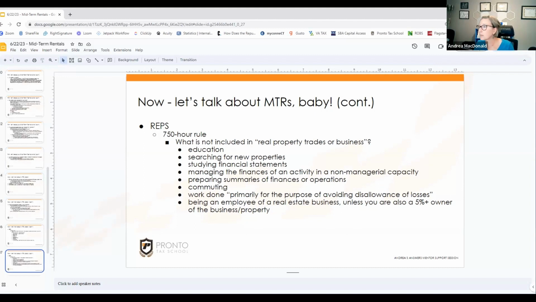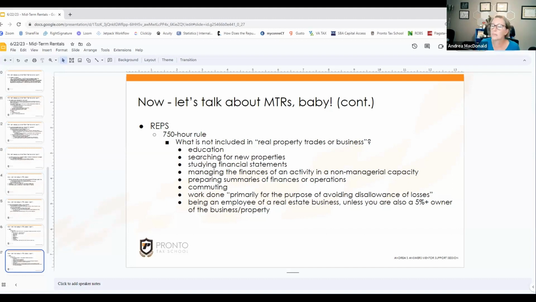The time you spend searching for properties does not count. Studying your financial statements, although super important, and I highly recommend you spend a lot of time on it, is not going to count towards your rep status. Managing the finances of an activity in a non-managerial capacity, I'm not even exactly sure what that means, I'll be honest, but you can't do it. Preparing summaries of finances or operations, that means running the financial reports. Commuting, that doesn't count. I love this one. Work done primarily for the purpose of avoiding the disallowance loss. So if you're just doing stuff because you're trying to make it count, it's not going to count.